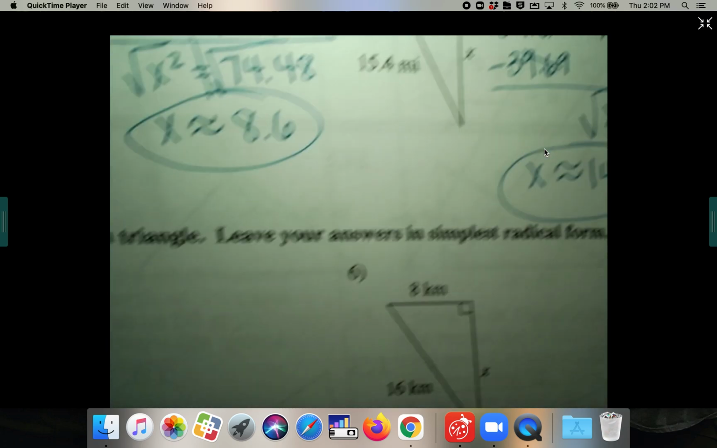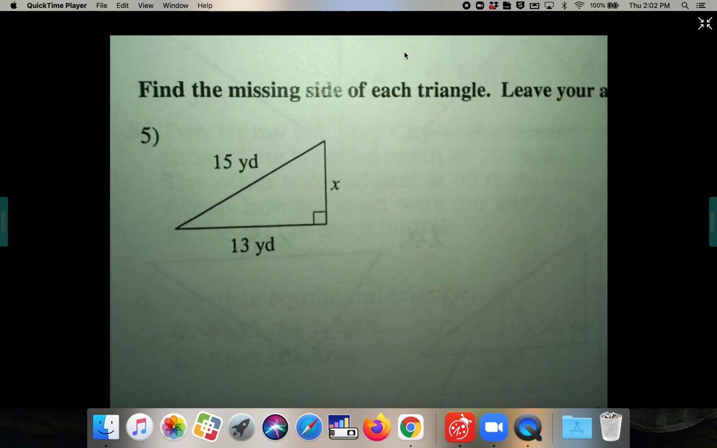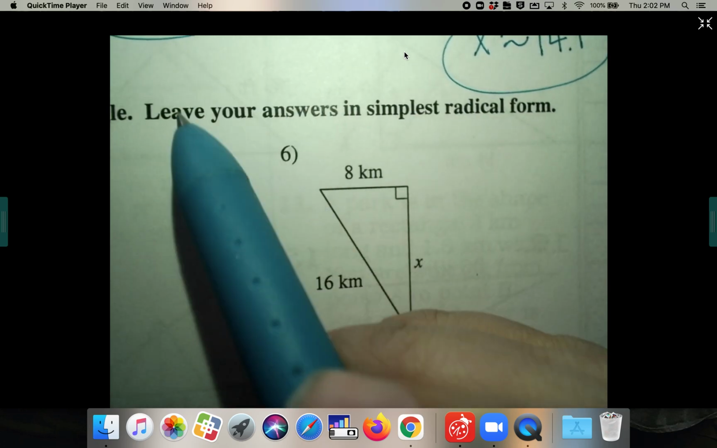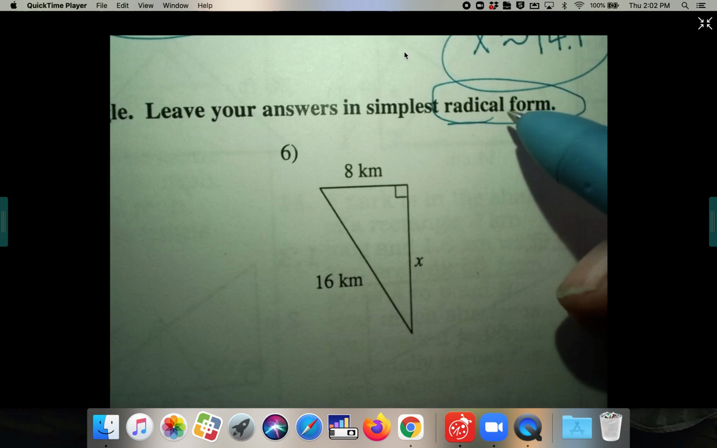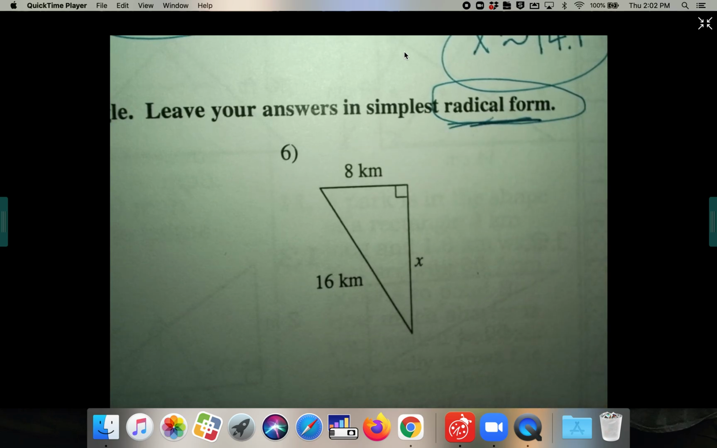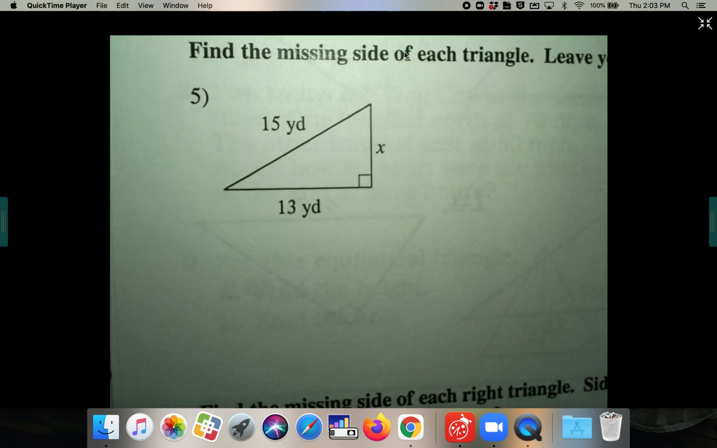Okay, the thing that's different in the bottom section is this time, instead of rounding, it actually wants us to leave our answers in simplest radical form. So that is why we did the pre-lesson, the part 1, because now you're going to need it to remember how to do it for these right triangles for the Pythagorean Theorem part.